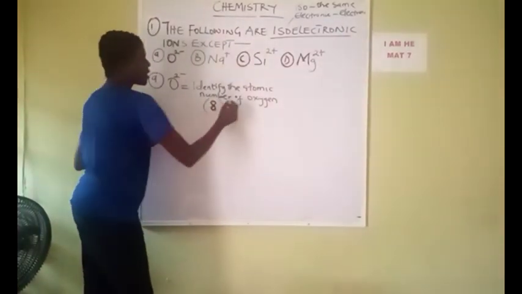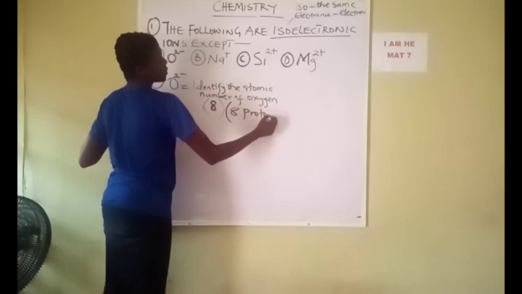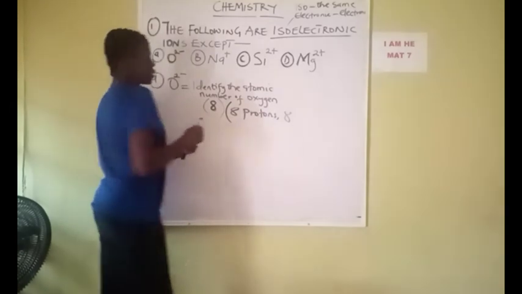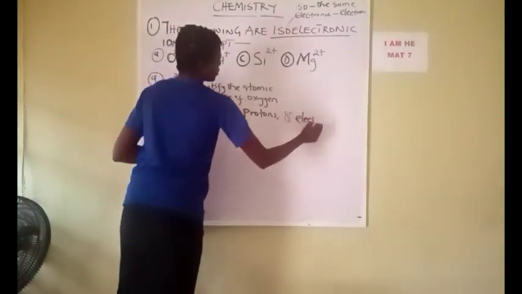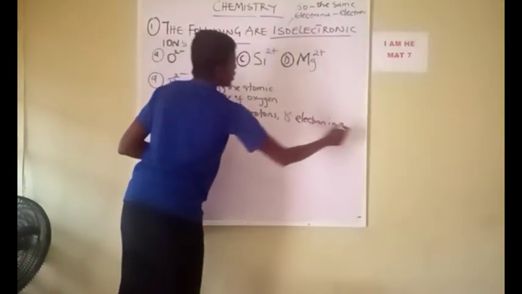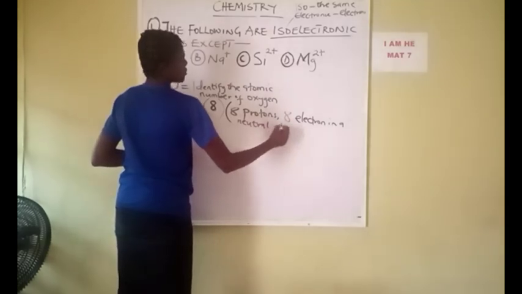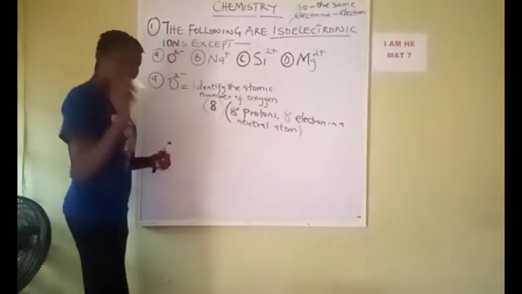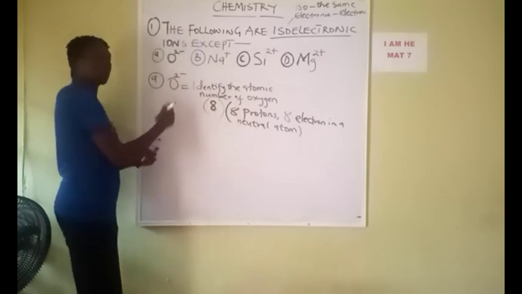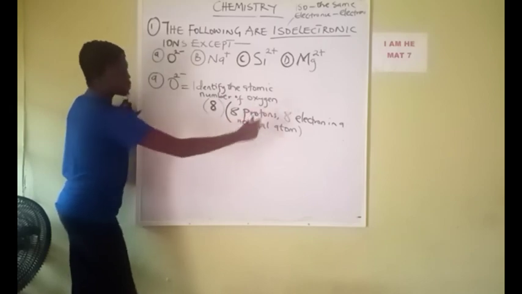So what it means is that oxygen has 8 protons and 8 electrons in a neutral atom. Let's solve to know how many electrons this oxygen is having here. So by so doing, oxygen has 8 electrons and 8 protons.